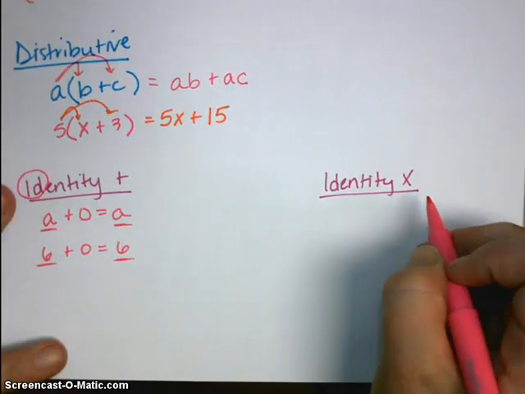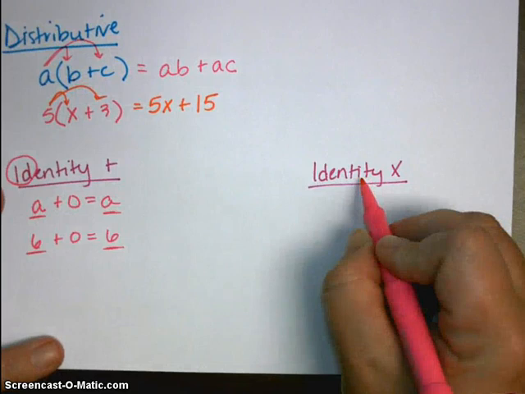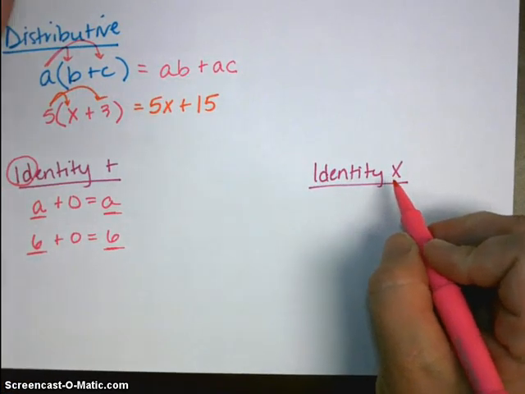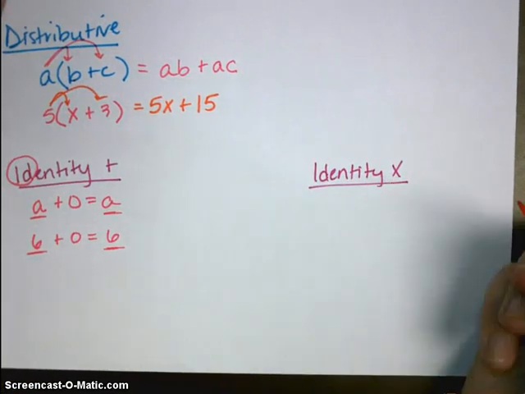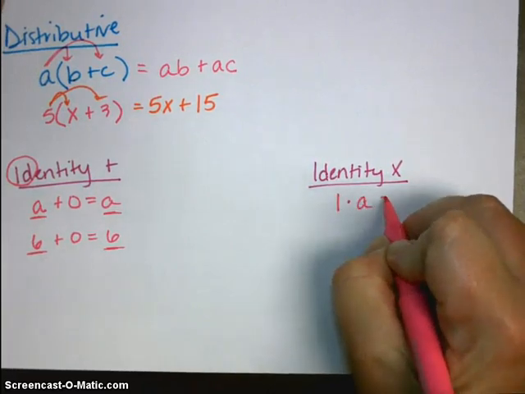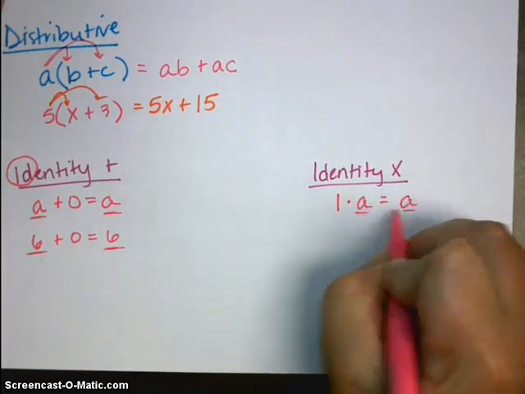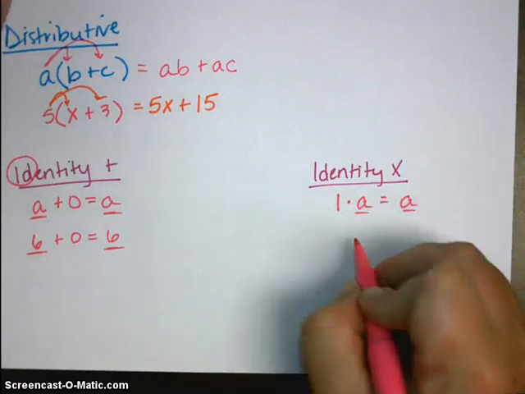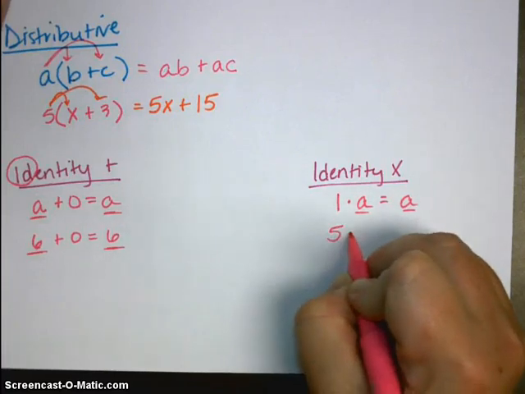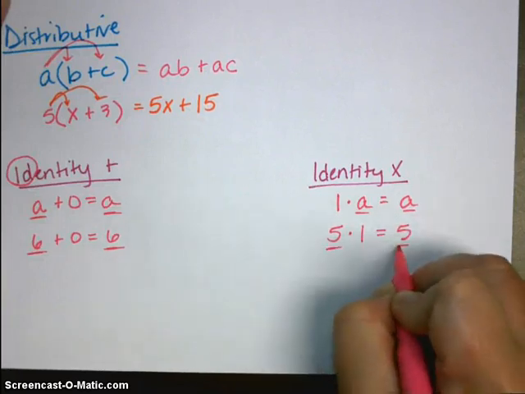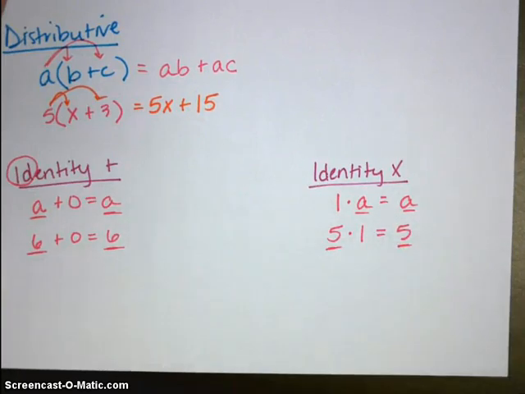Identity for multiplication says what number times any number is going to leave that number the same? And that happens to be 1. So if I do 1 times A, that's still A, because 1 times any number is that number. So if I do 5 times 1, that still gives me 5. I didn't change the identity.